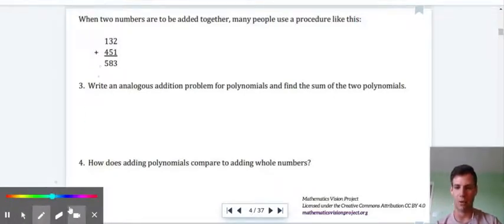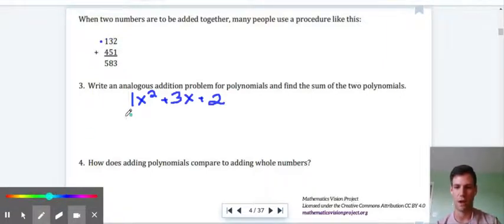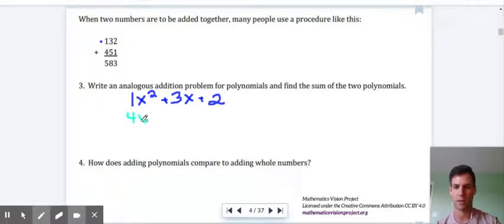So the top polynomial, the 132, would be 1x squared, and the 1 in front is not always necessary, but we'll keep it there for now. And then we have a 3x, and then a plus 2 on the end. And that is for that first number. So let's change our color, and then we'll do the 451. So now we have 4x squared for the hundreds place, plus 5x, plus a 1.